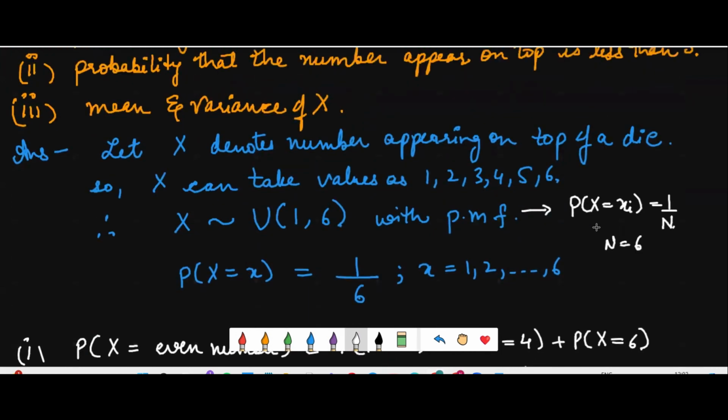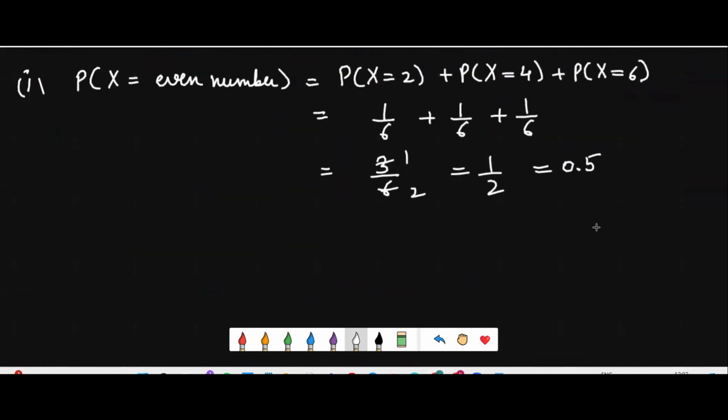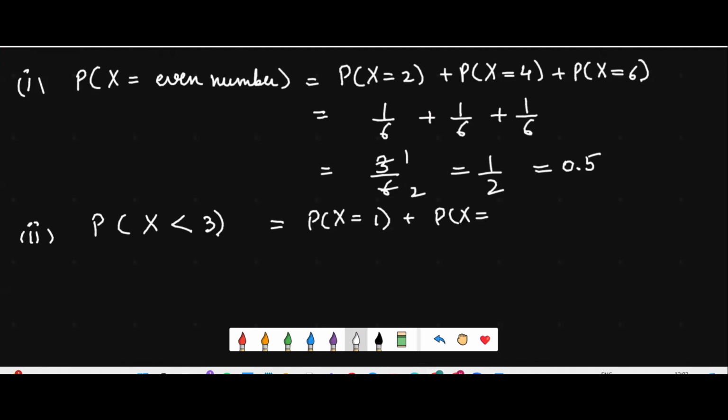Now consider the second part where we need to find out the probability that the number is less than 3. So here we need to find out P of x strictly less than 3. So the number on the top should be less than 3. So it could be either 1 or it could be 2. Whenever we have an 'or', we have a plus sign. And whenever we are talking about 'and', 1 and 2, then we apply the multiplication rule.